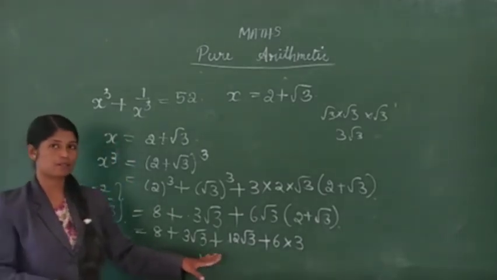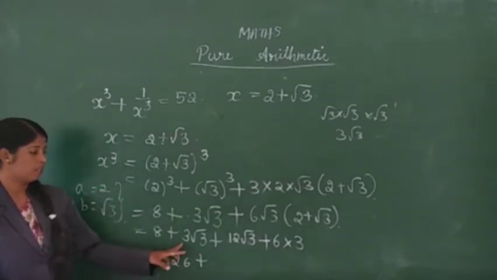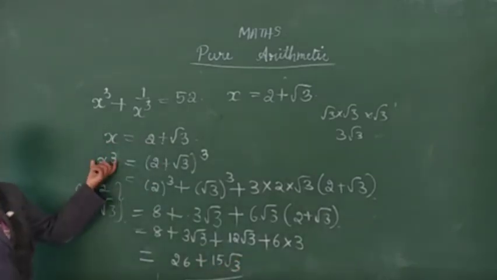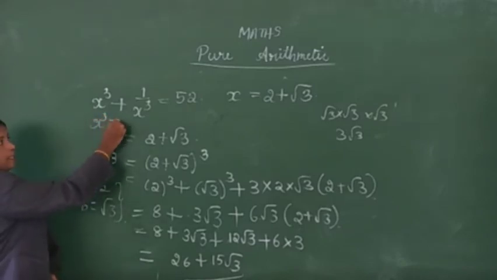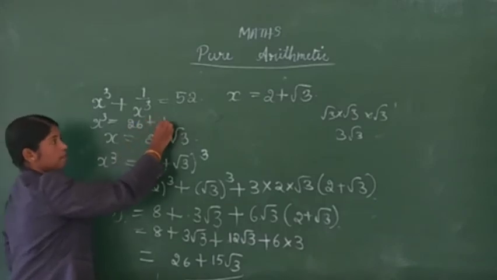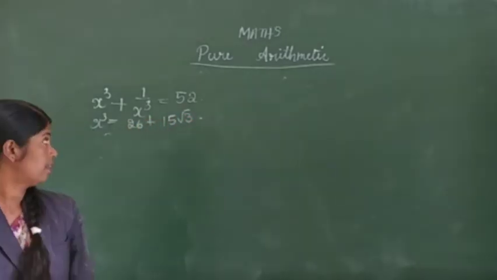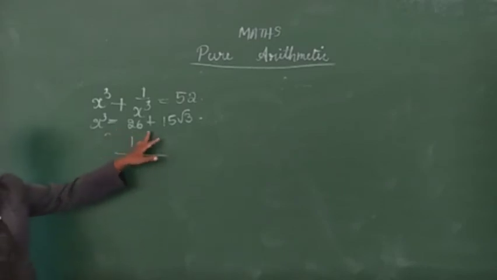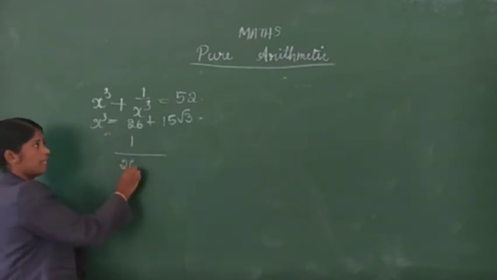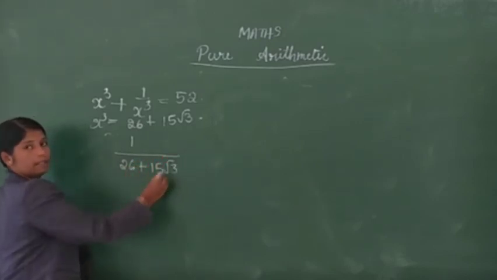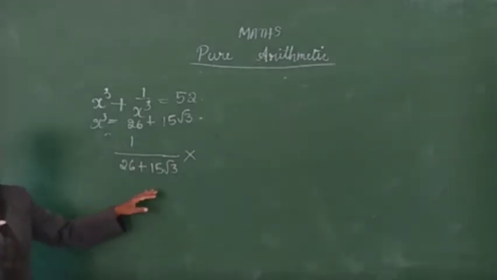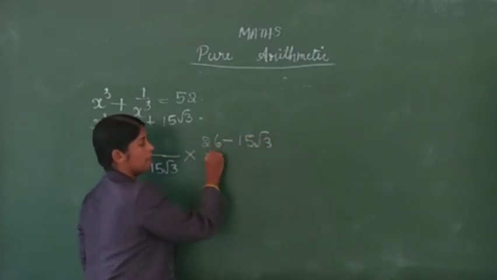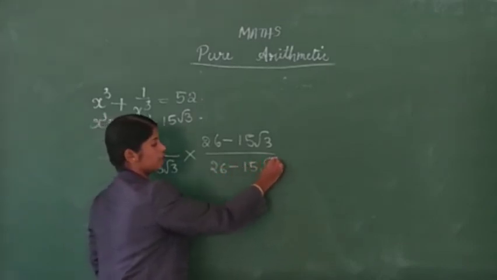Plus, this term has root 3 and this term also has root 3, so we can add these two. 12 plus 3 is 15 root 3. This is the value of x cube, right? So we write here x cube is equal to 26 plus 15 root 3. Next we have to find 1 by x cube. So we write 1 divided by x cube, which is 1 by 26 plus 15 root 3. Rationalize the denominator: multiply and divide with the same number with the opposite sign. So we have 26 minus 15 root 3 divided by 26 minus 15 root 3.